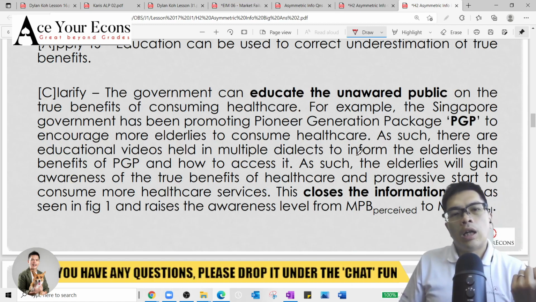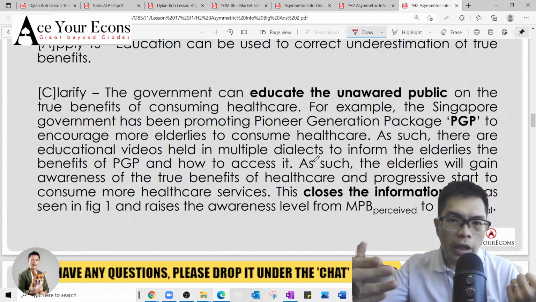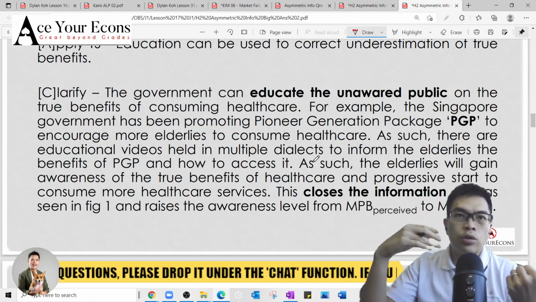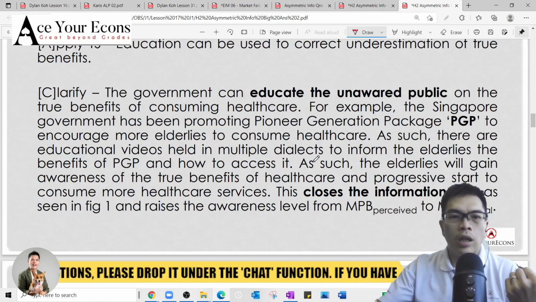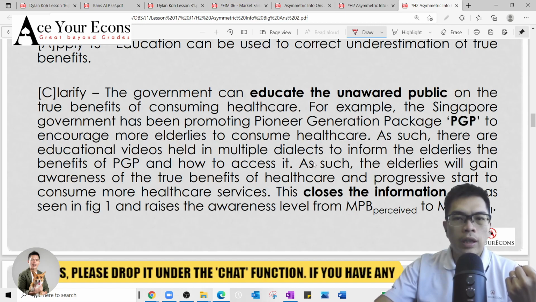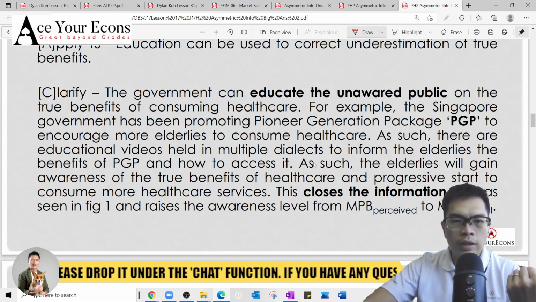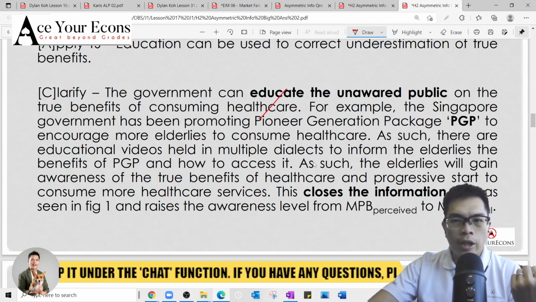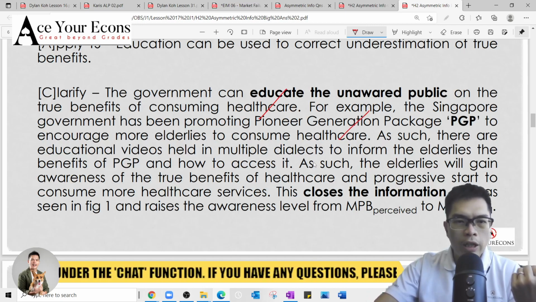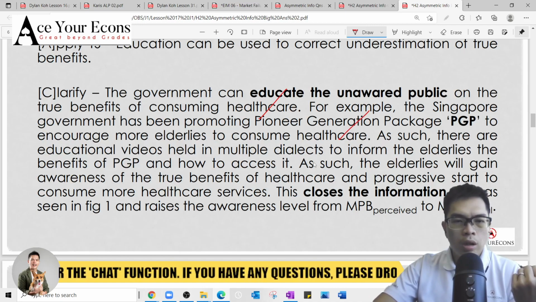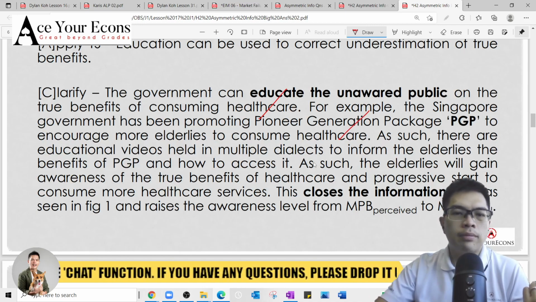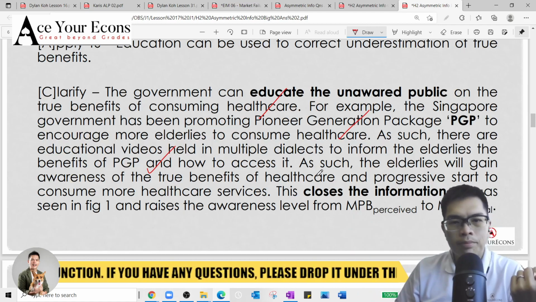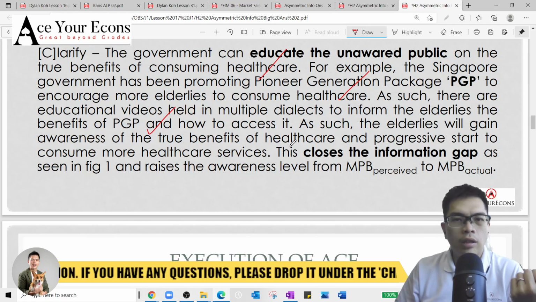Let's follow up with the earlier example. The earlier example was consumers underestimating the true benefits of healthcare. So you can see continuous education of the unaware public. There is the Pioneer Generation Package, with education videos to promote consumption of PGP in multiple dialects. If you're not sure, just YouTube. You can see a lot of them in Hokkien, Cantonese, a lot of dialects.